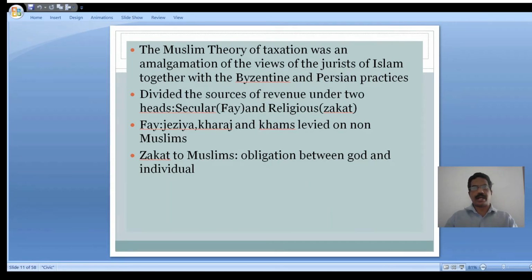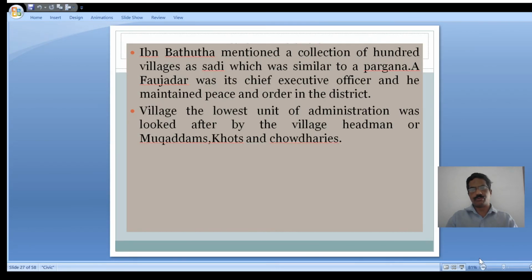And Ibn Battuta identified a kind of village unit known as Sadi, S-A-D-I. Sadi means a collection of 100 villages. Looking at the power structure of the villages, you can see that the Muqaddam, Khuts, Chaudharis, the village headmen, were very powerful in the provinces. So today we studied the taxation policy of the Delhi Sultanate, then the military setup, and we made a brief overview of the provincial administration of the Delhi Sultanate.